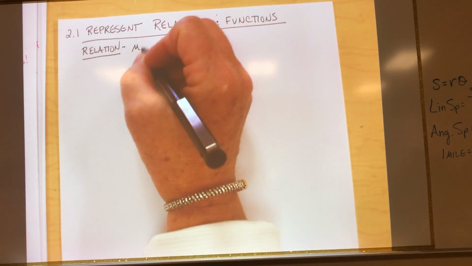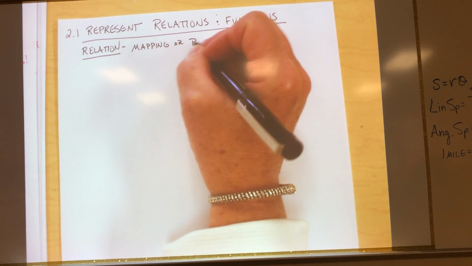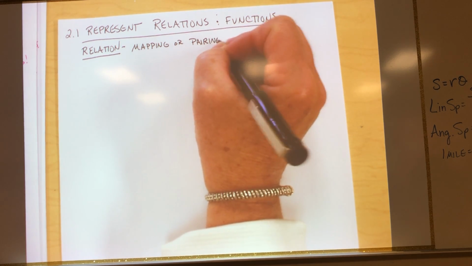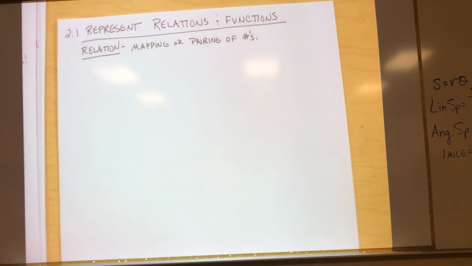A relation is simply a mapping or a pairing of numbers. Okay, so when I pair two numbers together, then that's called a relation. The two numbers might have a relationship to each other. For instance, if the x value maybe were r, the radius of a circle, and maybe the y value were its circumference, then I would be pairing the radius and the circumference together, and they do have a relationship with each other. But they don't necessarily have to, okay? It might just be any x and any y.